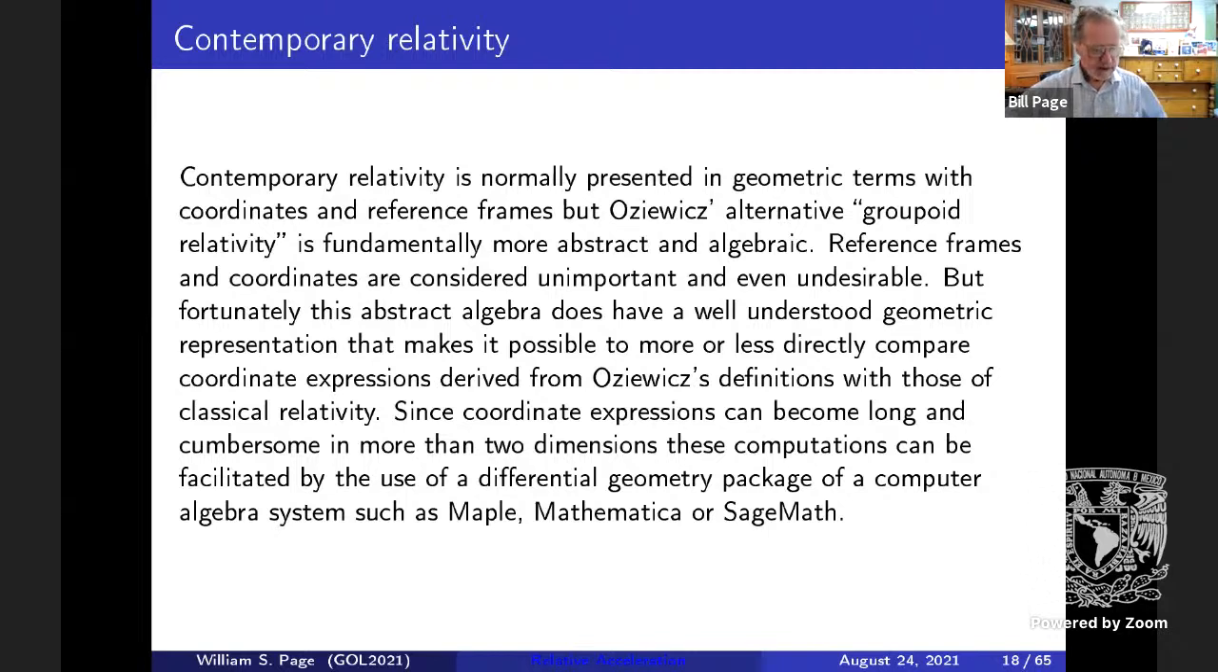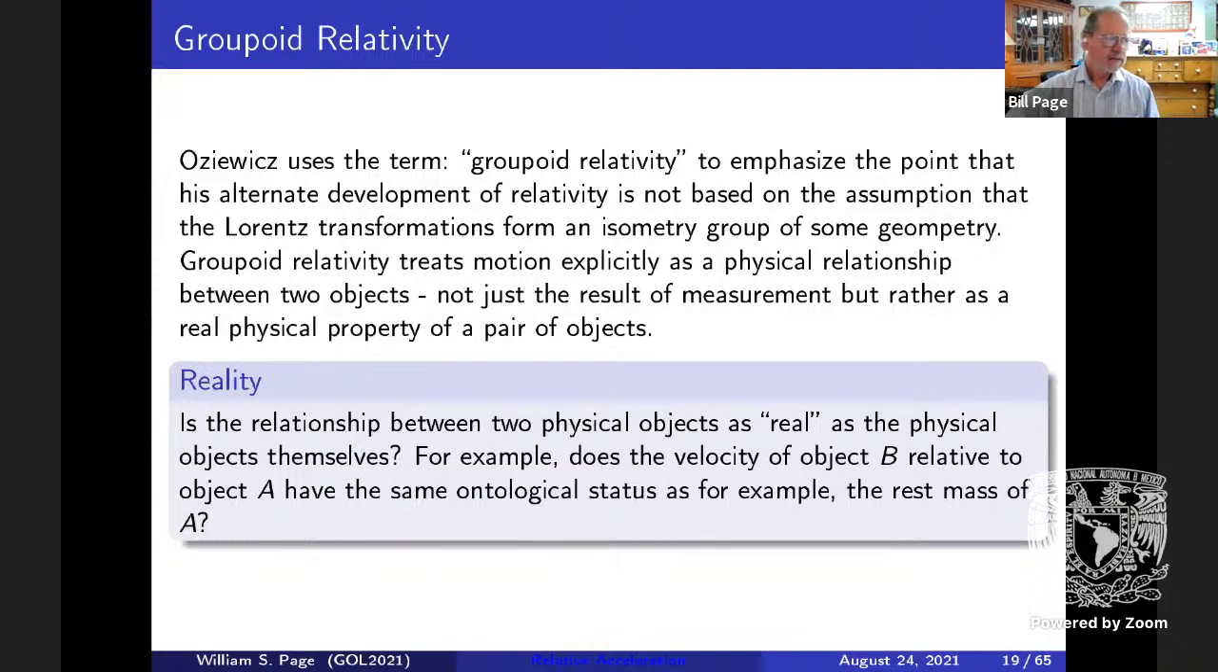And in spite of that, it is critical to be able to reduce abstract mathematics to operational terms in order to test against alternative ideas. In particular, groupoid relativity is not based on Lorentz transformations forming an isometry group in geometry. But groupoid relativity is focusing on the physical relationship between two objects, not just as a result of measurement, but as a real physical property.